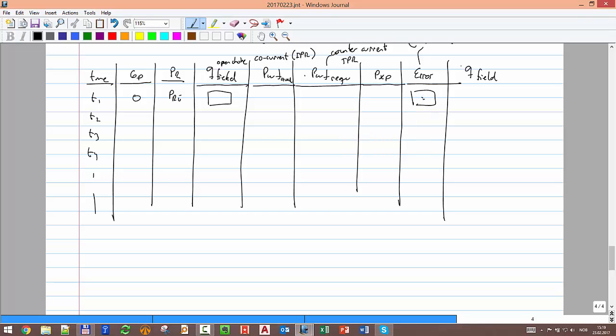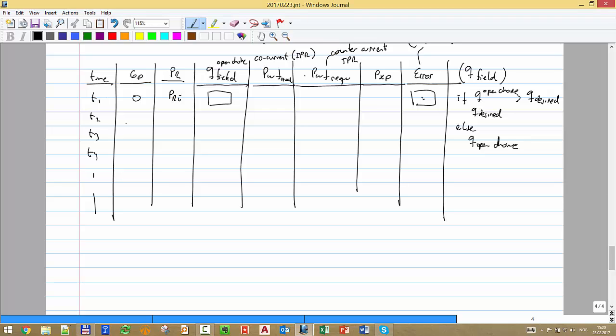And now what happens? The Q of my field: if Q open choke is greater than Q desired, then I just put Q desired. Else I have to put Q open choke. And then on the GP, I'm going to say this will be the previous GP plus the Q of the field.